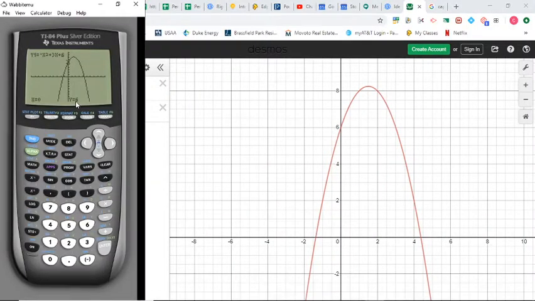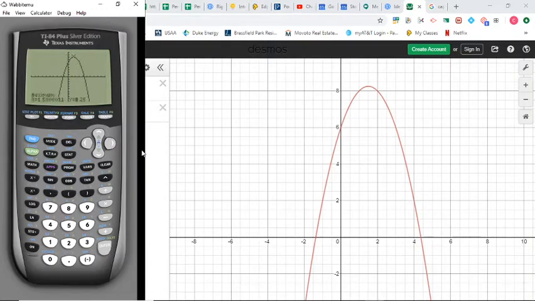Okay, so again, to find your maximum, your key button is second trace. That's your best friend right now. All right, so I'm going to go down to maximum, which is 4. So I'm just going to click 4, or you can scroll down and hit enter. It's up to you. Okay, so I need to go to the left of my maximum. So when you go to the left of the maximum, you're going to hit enter. Then you need to go to the right of the maximum. So I'm going to get my spider guy over. Hit enter. And then when it says guess, hit enter.